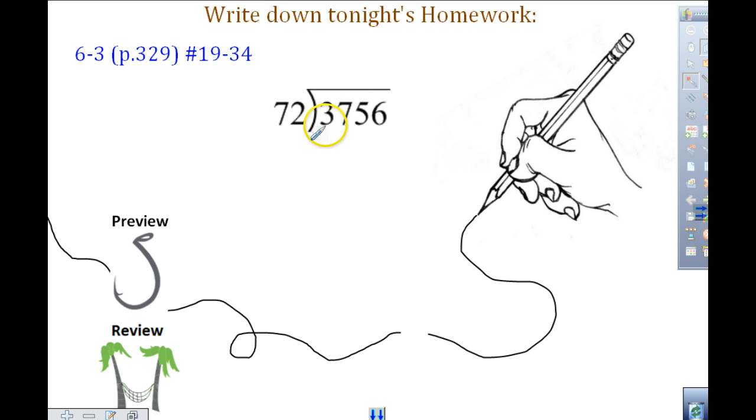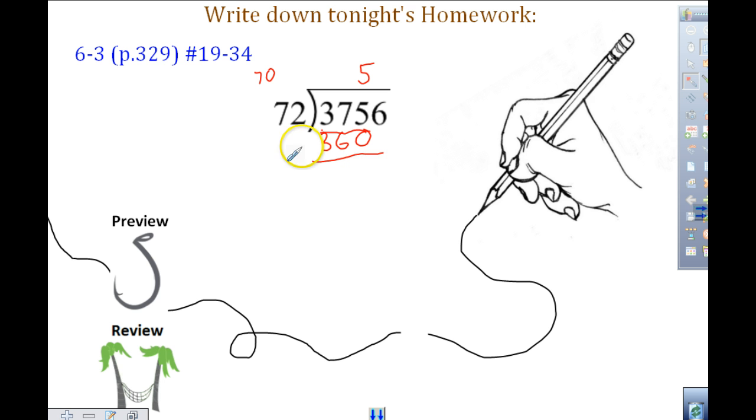Alright, so 72 does not go into 3, does not go into 37, so you go one more. Say, how many times does 72 go into 375? What's that? About 4 times? 5 times? No, just kidding. We can estimate and yeah, it's 5. Try with 70. 70 times 5 is 350, so that makes sense, about 5. Right, 72 times 5 would be 360.